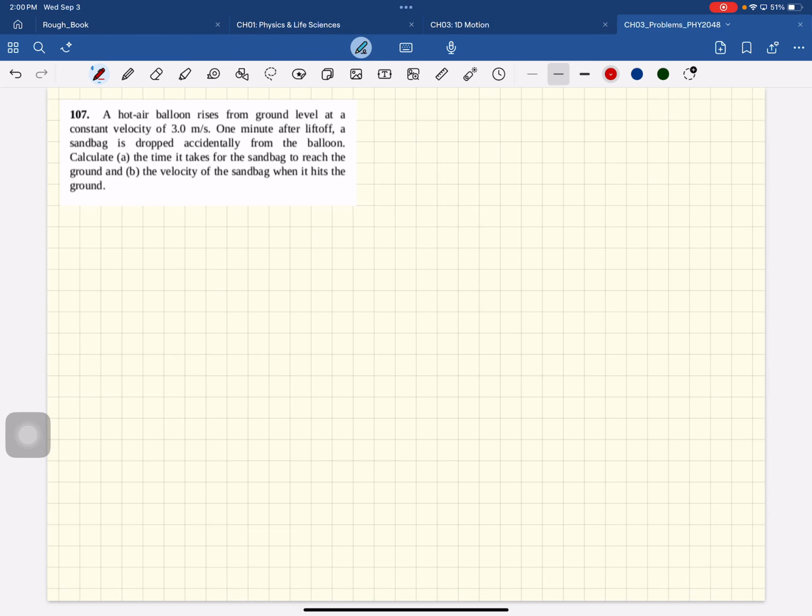All right, maybe I might do 2 more problems. So let's do this one. A hot air balloon rises from ground level at a constant velocity of 3 meters per second. 1 minute after liftoff, a sandbag is dropped. So a hot air balloon is rising at a constant velocity of 3 meters per second.